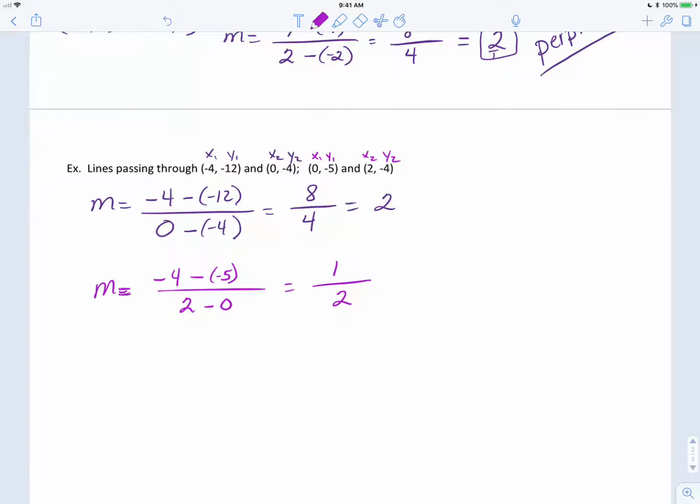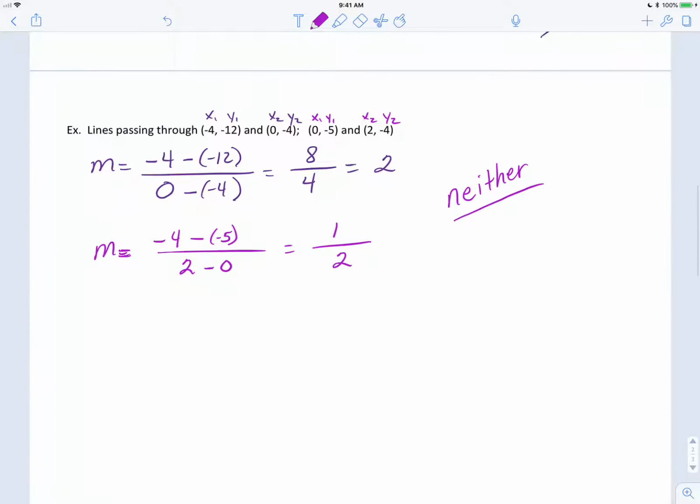Okay, what are these? Are they opposite? No. Are they reciprocals? Yes, they are, 2 and 1/2. But they're not opposites. So they are not perpendicular. They are not parallel because they do not have the same slopes. Therefore, they are neither. So watch those real carefully, especially with those signs, to make sure that they are not tricking you. But that is how you find slope.